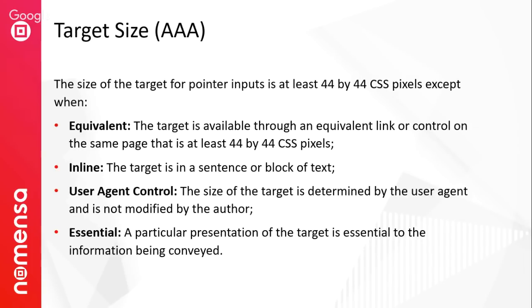And then at AAA level, there's a target size criterion where we're looking for things that you tap or click to be at least 44 by 44 CSS pixels. There are a few caveats though. If there's another link to the same thing that is big enough, or if the target is in a sentence or a block of text, or it's not under the control of the author, or there's an essential exception, those don't have to be at least that size.